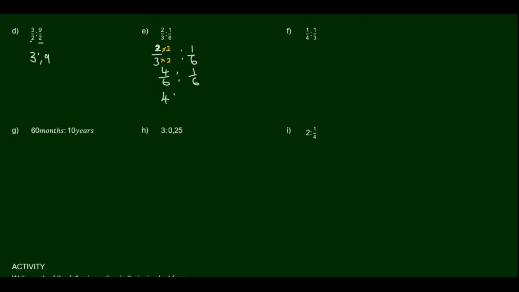So our ratio reduces to 4 is to 1. And then here, the lowest common multiple between 4 and 3 is 12. So the LCM is 12.